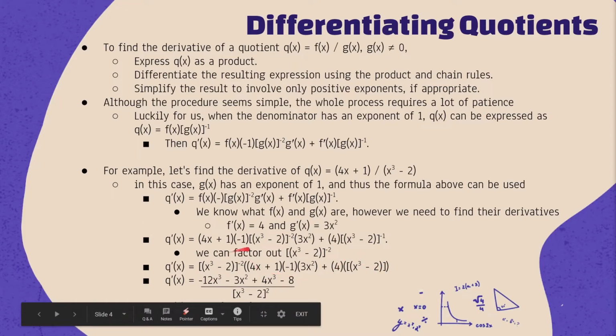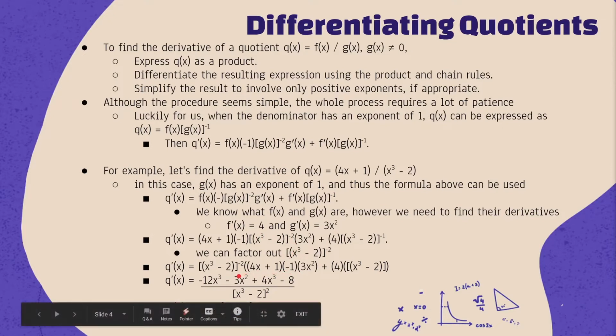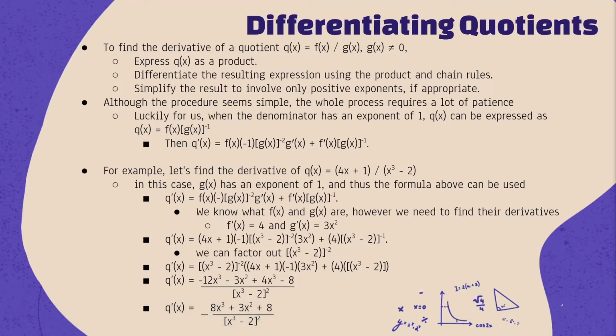Similarly, we just got rid of (x cubed minus 2) to the power of negative 2 on this side, and this is what we got. So now we can open up the brackets, right, for this portion, and we get negative 12x cubed minus 3x squared, and on this side we get 4x cubed minus 8. Luckily for us there was a plus, so we don't have to make sure that our symbols are the same, right?